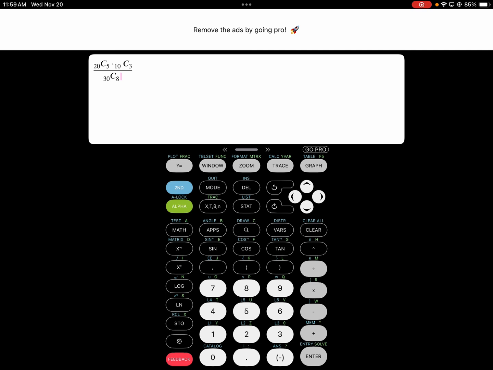All right, we hit enter, it's going to give me the number, which is nice. So that's my probability. Okay, that's my probability. So about 0.32.